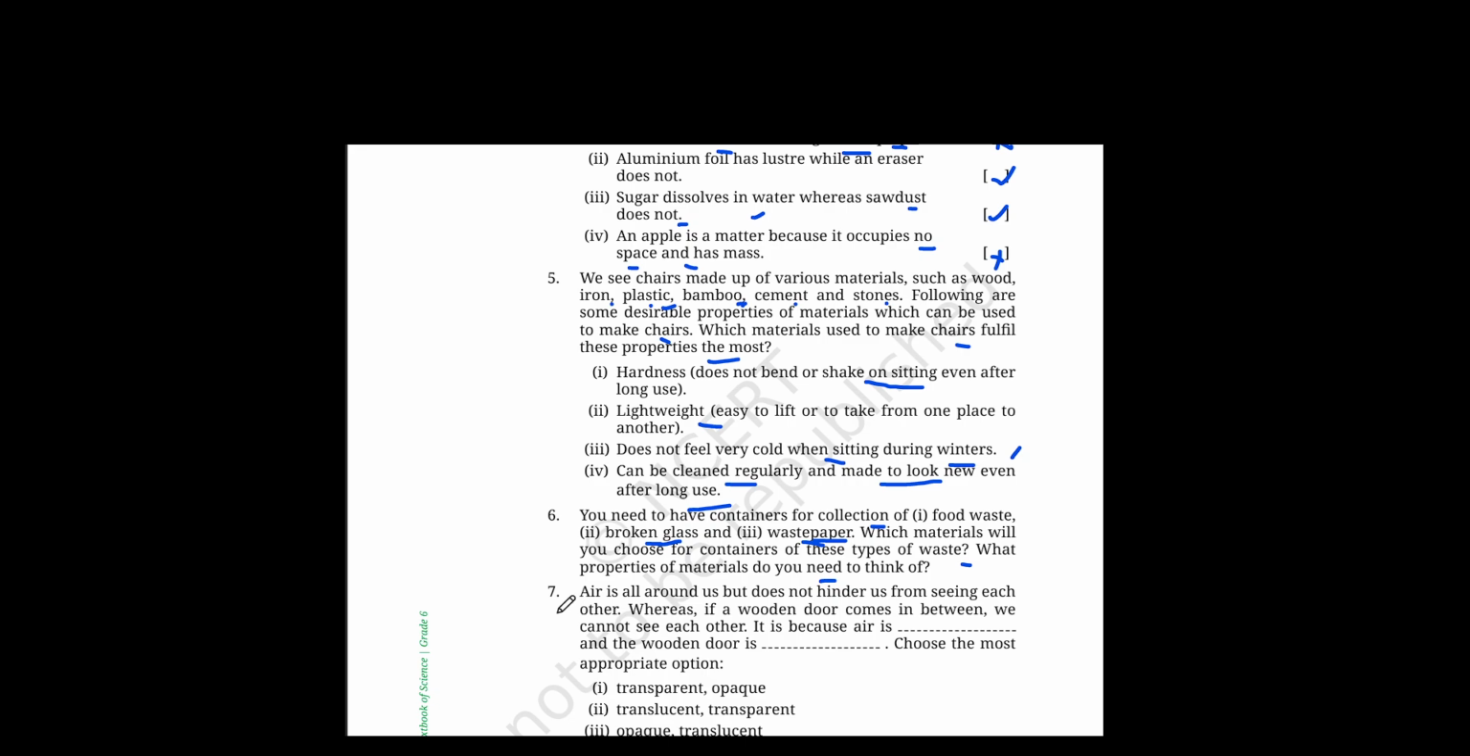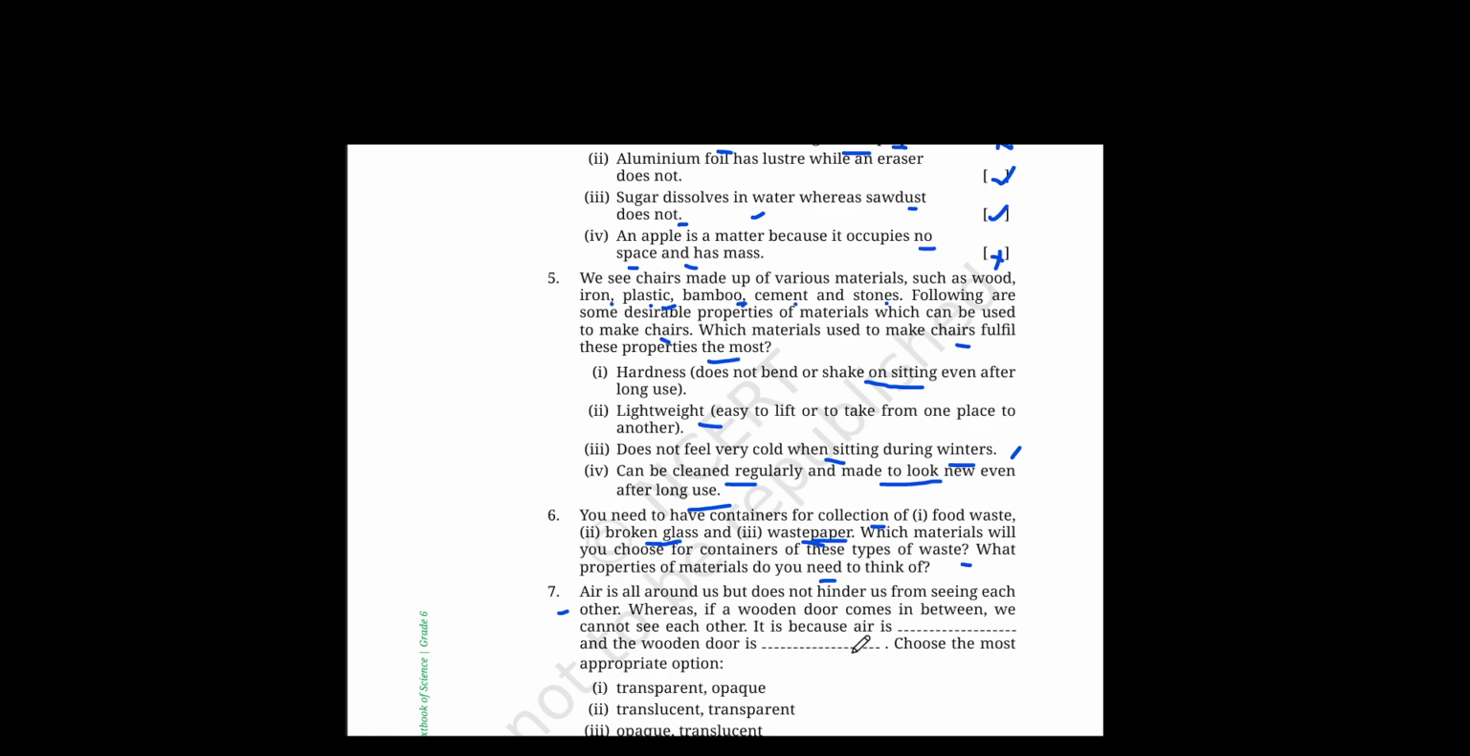So we come to question 7. Air is all around us but does not hinder us from seeing each other. The air is around us, everywhere, but still we are able to see each other. Whereas if a wooden door comes in between, we cannot see each other; we cannot see each other across the door.